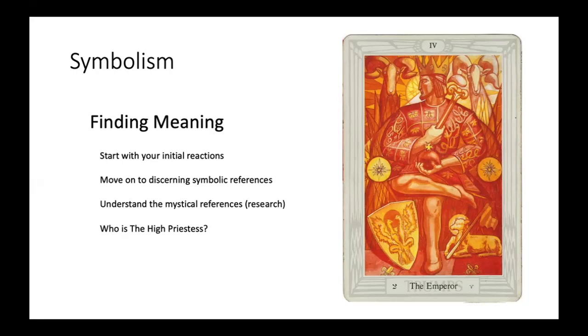Made a mistake here. It says, who is the high priestess? Whoops. It should say, who is the emperor? So, see, that's me not being in control of my PowerPoint slide and missing it. I maybe need some more emperor's energy to actually make sure I do things totally correctly.